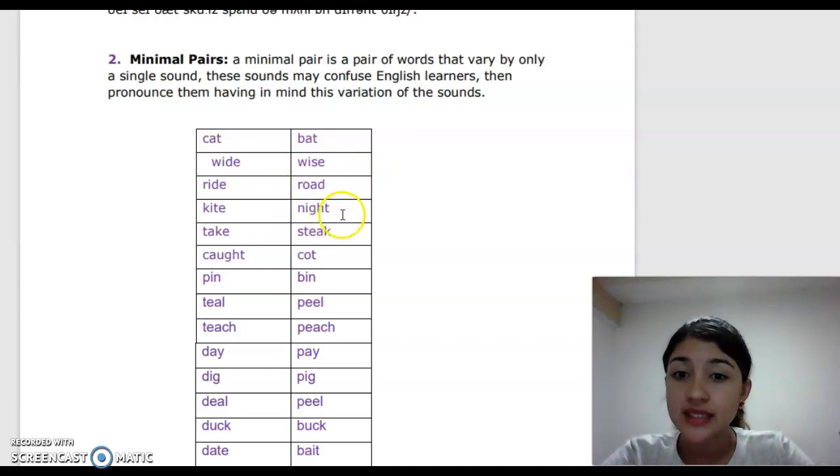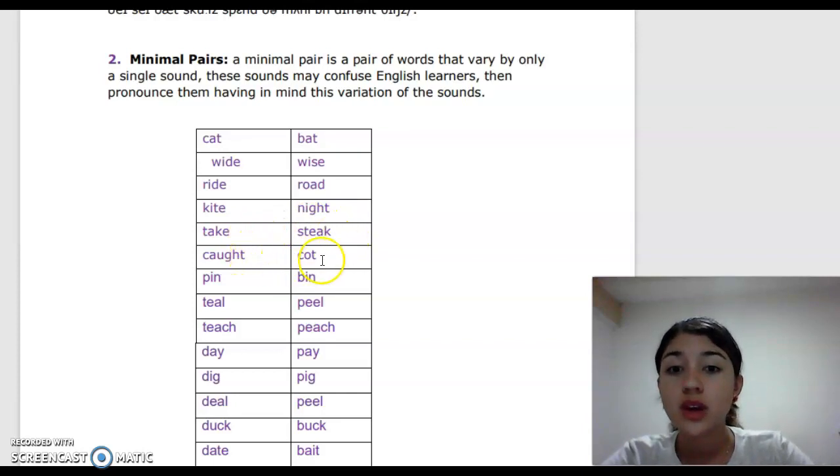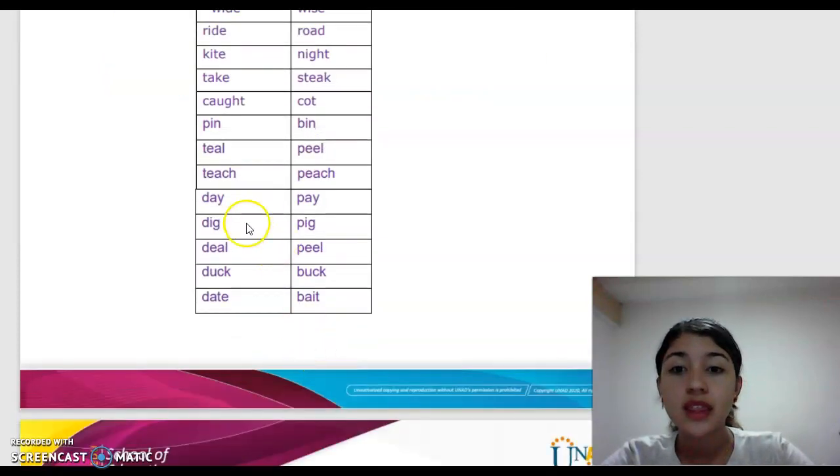Kite, night. Take, steak. Coat, coat. Pin, bean. Teal, peel. Teach, pitch. They, pay. Big, big. Bill, peel. Duck, buck. Date, bait.